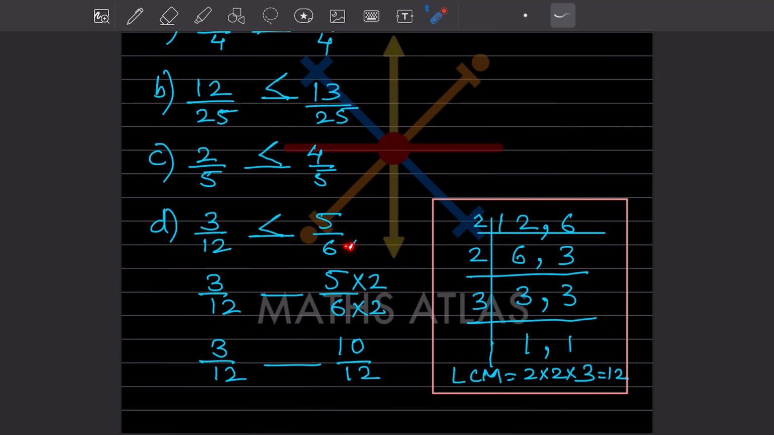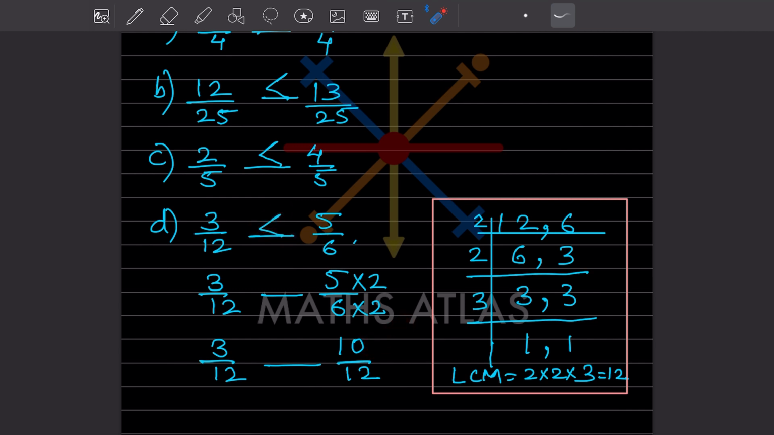But here this is 6. So what will you make? You first think of the denominator, not the numerator. First try to make the denominator the same. So 6 2s are 12. And whatever you multiply over here, the same number should be in the numerator. So now look at here, 3 by 12 as it is, and 10 by 12. So now what will you do here? Now you can see both the denominators are the same. That means 10 is bigger. So you will open the mouth over here.